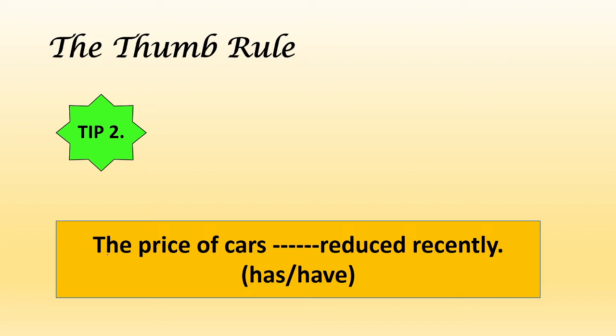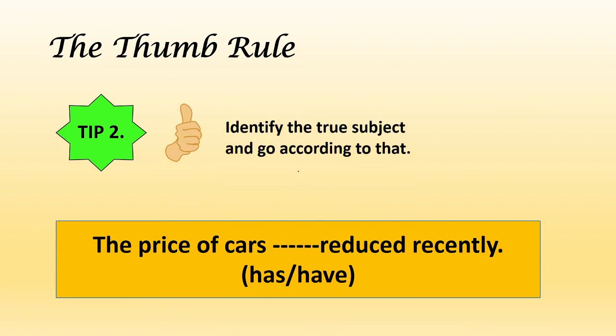Now let's take this example. The price of cars dash reduced recently. So whether has will come or have will come. Now here we are going to discuss the thumb rule. Now the thumb rule is identify the true subject and go according to that.